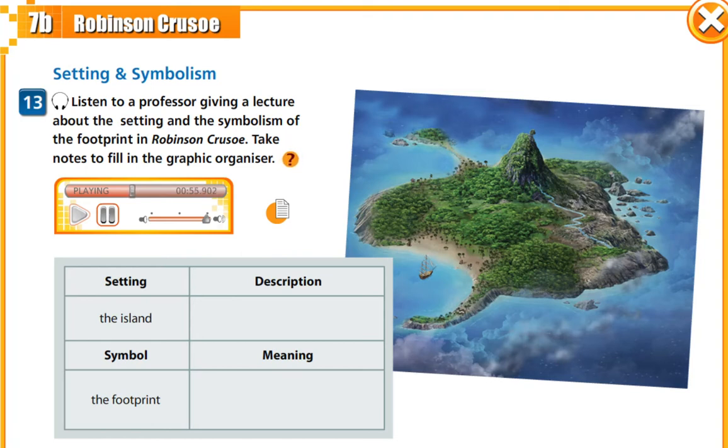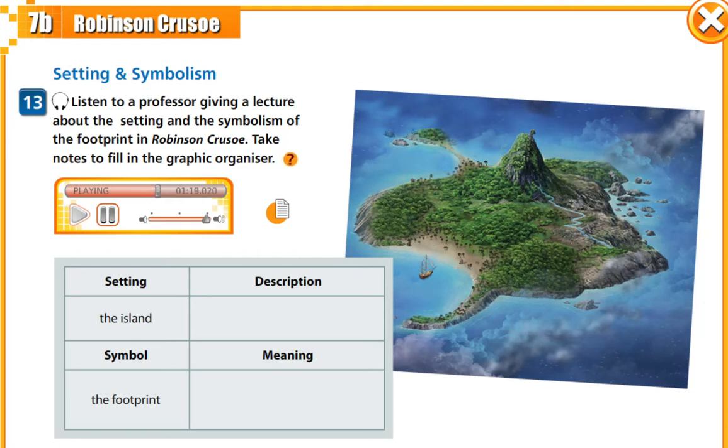Which takes us to the next factor, symbols. There aren't many symbols in the story. However, the most important one is the footprint, which is directly related to the island setting. The island represents Crusoe's isolation, and the footprint represents him coming back into contact with other people.